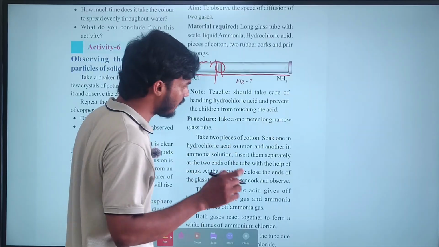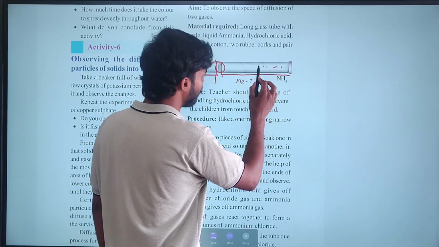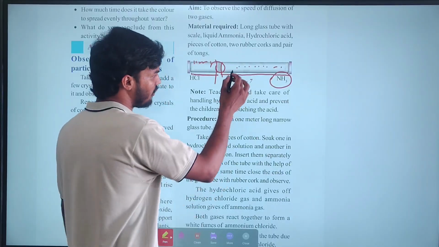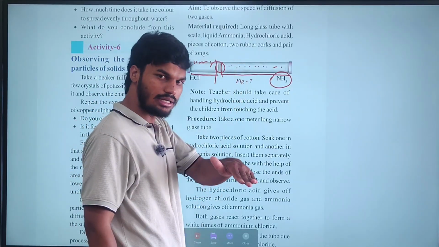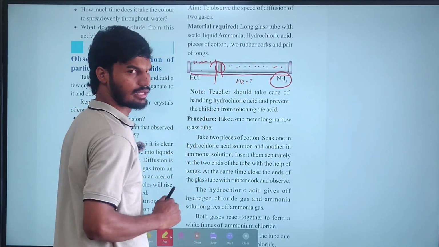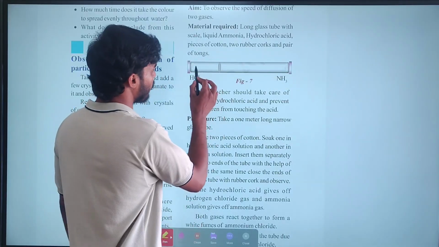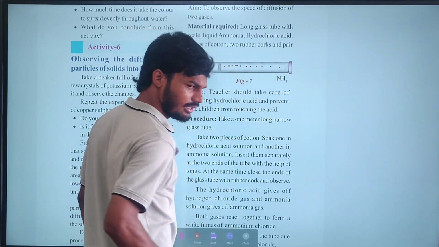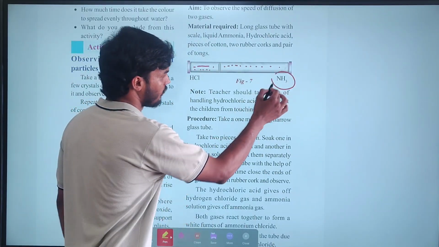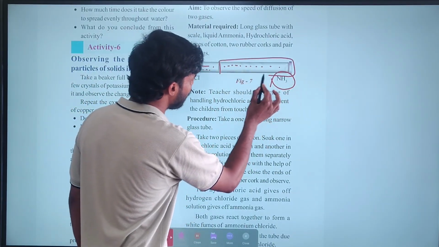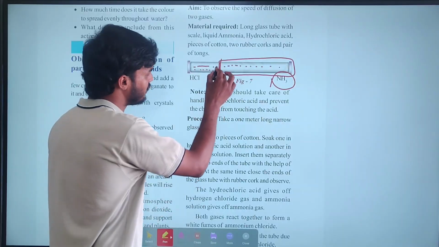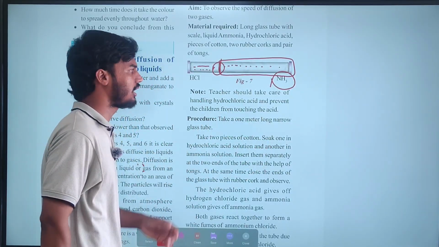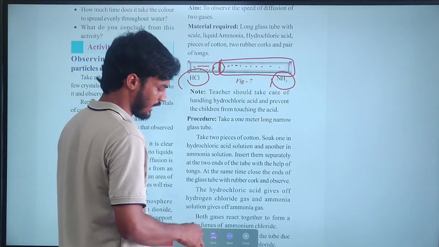From this we can say that with the same amount of time, with a particular interval of time, the ammonia, which is in the form of gas, will travel a longer distance as compared to the HCl. From this we can say that the speed of the gases will differ according to the substance. So ammonia, in the form of gas, will diffuse a longer distance in the same interval of time compared to the hydrochloric acid.